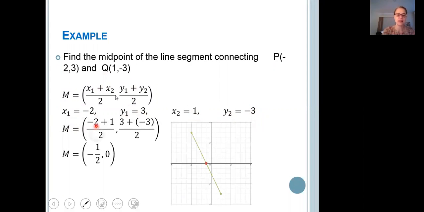Midpoint will be at -2 plus 1, that's the sum of the x-coordinates divided by 2, or -1/2. -1/2 is halfway between -2 and 1. And 3 and -3, add those together, you get 0. 0 divided by 2 is still 0. And this point right here, at -1/2, 0, is the midpoint between our points of interest, our P and our Q.